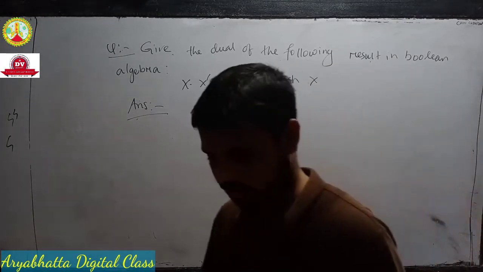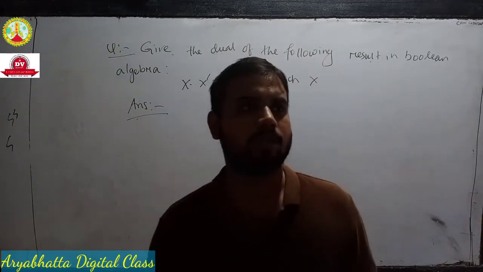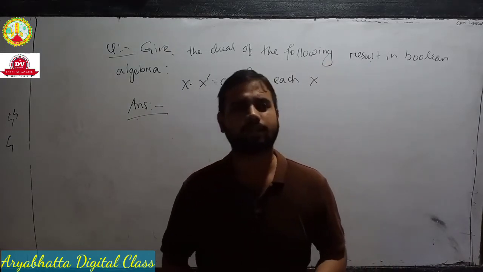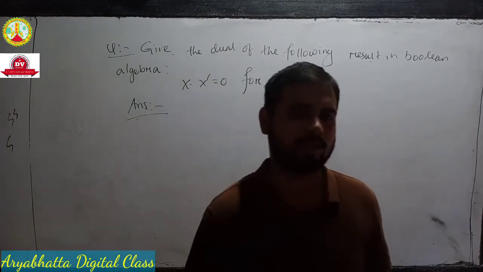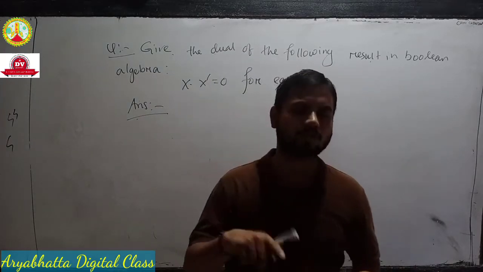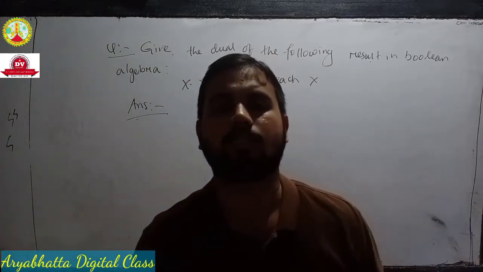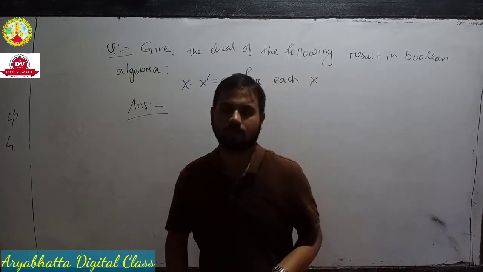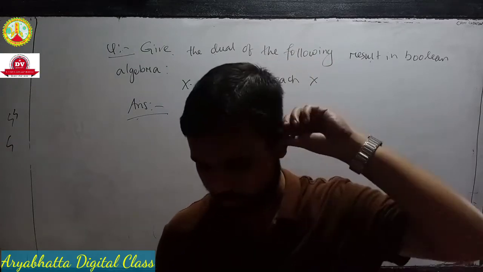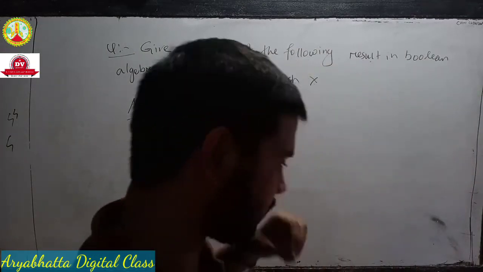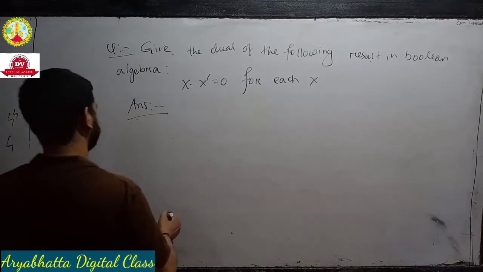So what is the principle? If you remember, there are three rules. First rule is changing the or sign to the and sign. Second is changing the and sign to the or sign. That is, plus to into, and into to plus. The third rule is very easy: 1 to 0 and 0 to 1. By using that formula we solve it, using the duality principle.